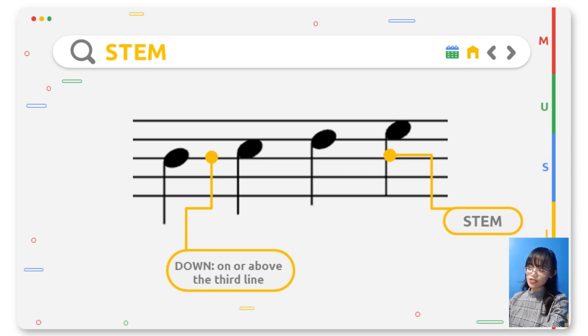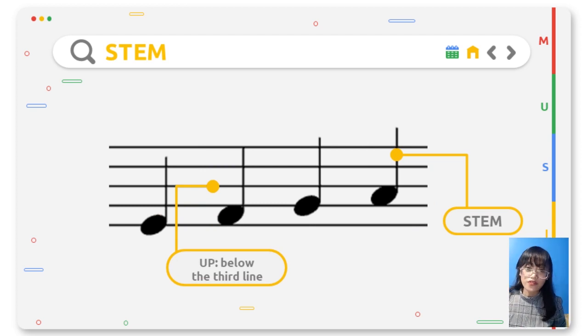Then you will notice it looks different from the previous slide earlier. Stems going down are attached to the left side of the note head. So, let's review what we had earlier. The stems for half notes and quarter notes go up if the notes are below the third line. Stems going up are attached to the right side of the note head. So that is rule number 1. If your notes are below the third line of the staff, your stem goes up. Now, the second rule.